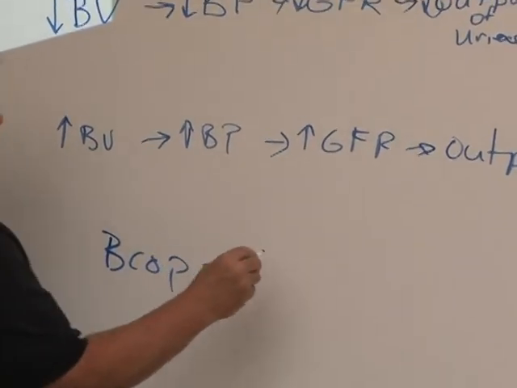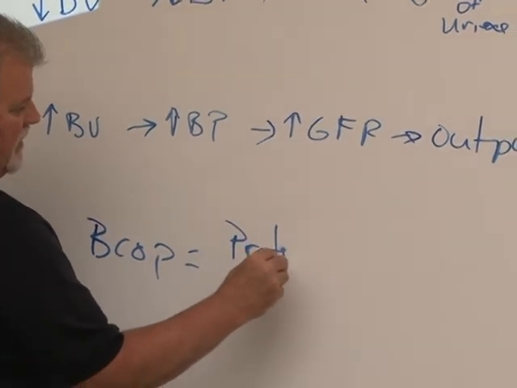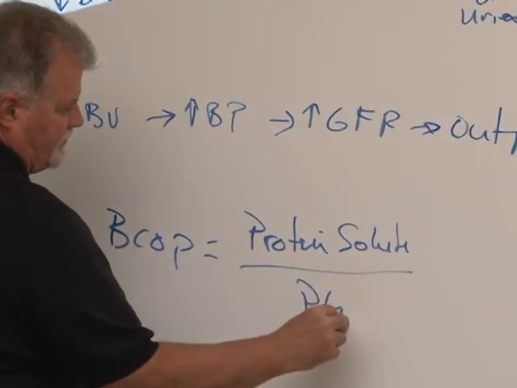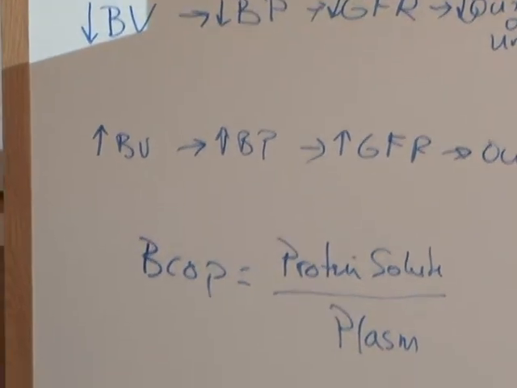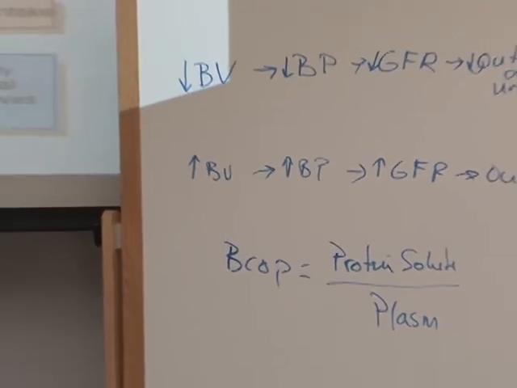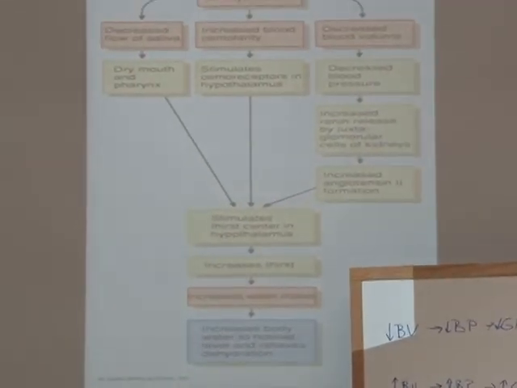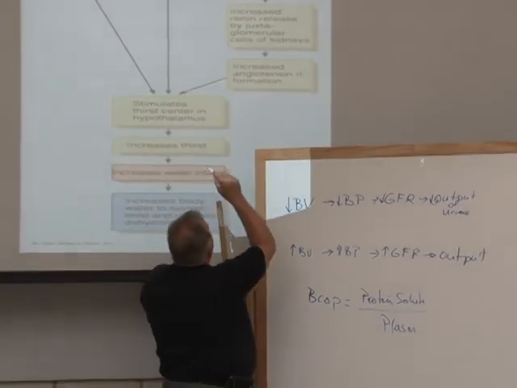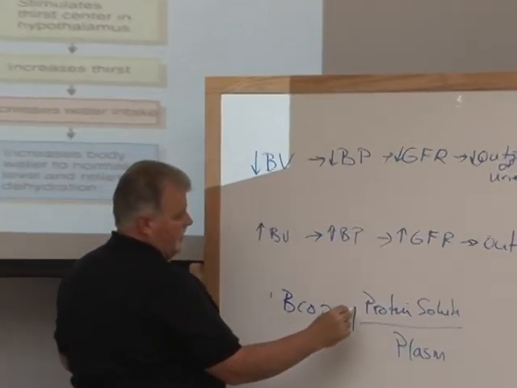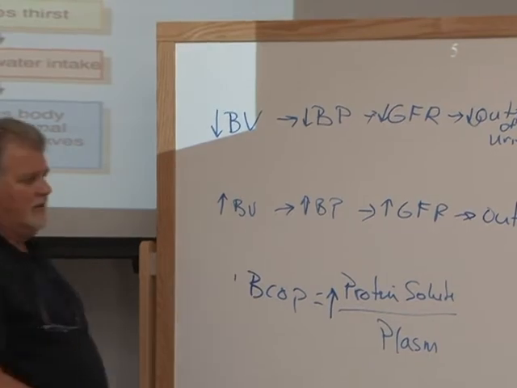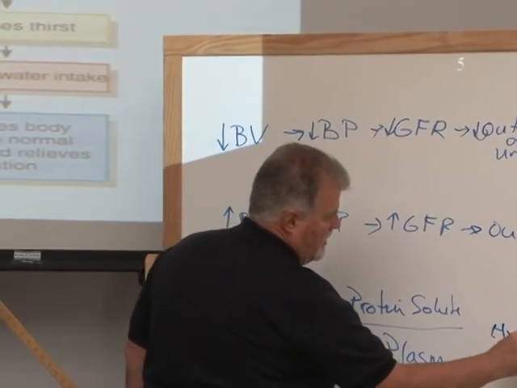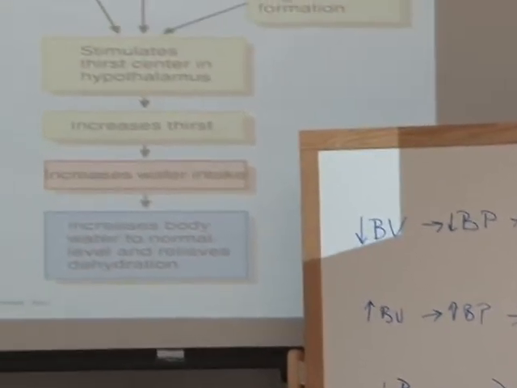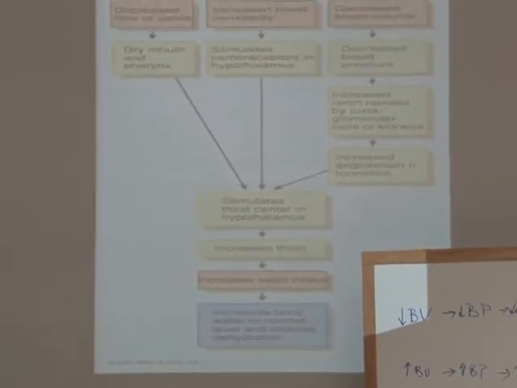So BCOP really is proteins that are solutes in your blood over the plasma of your blood. So if we think of that in terms of osmotic pressure, so blood osmolarity, is the blood becoming more hypertonic or hypotonic? So what's going on in this instance, we're increasing blood osmolarity, so we're increasing this relationship. So then the blood is becoming hypertonic, right? And then, if the blood is hypertonic, then is it going to take on water? Yeah.